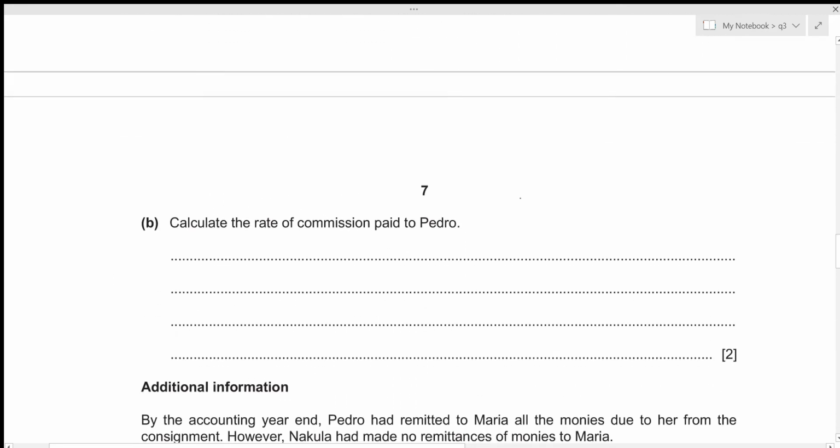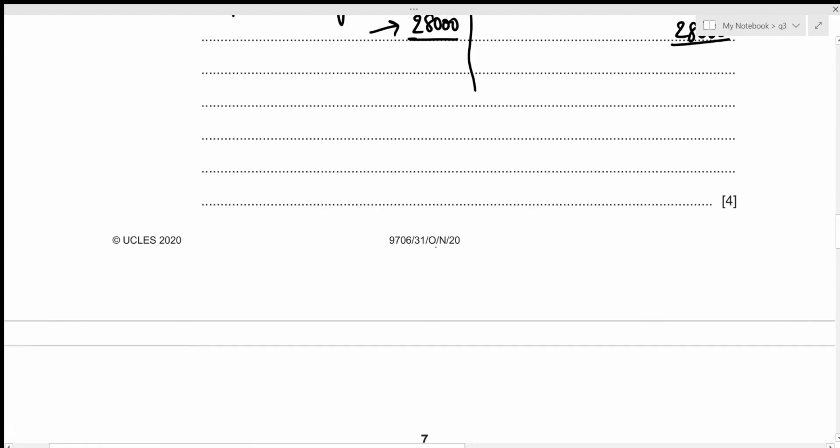Okay, we need to calculate the rate of commission paid to Pedro. This is very simple. So in order to figure out the rate of commission, we could just divide the commission amount by the total sales made by Pedro and then multiply it with 100%. So let's have a look at our consignment to Pedro account.